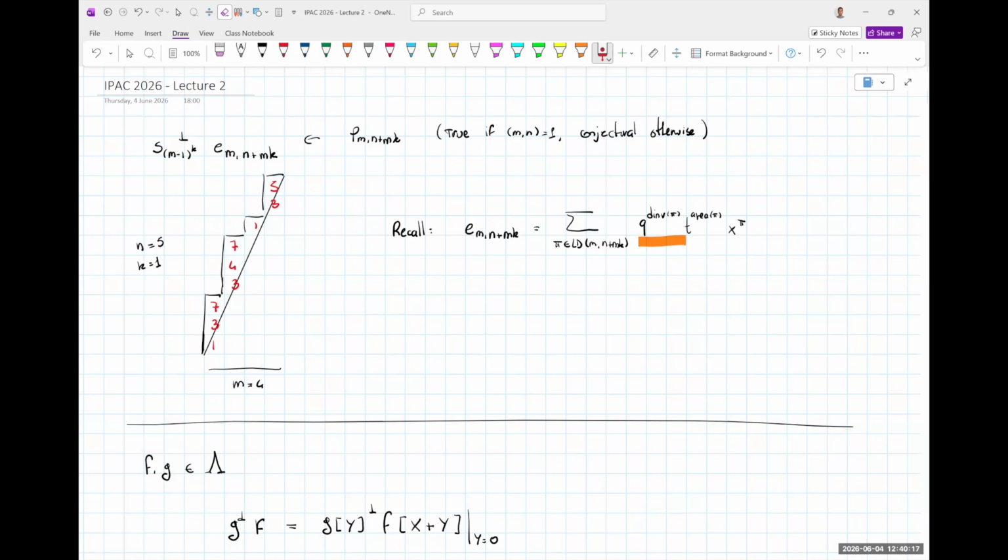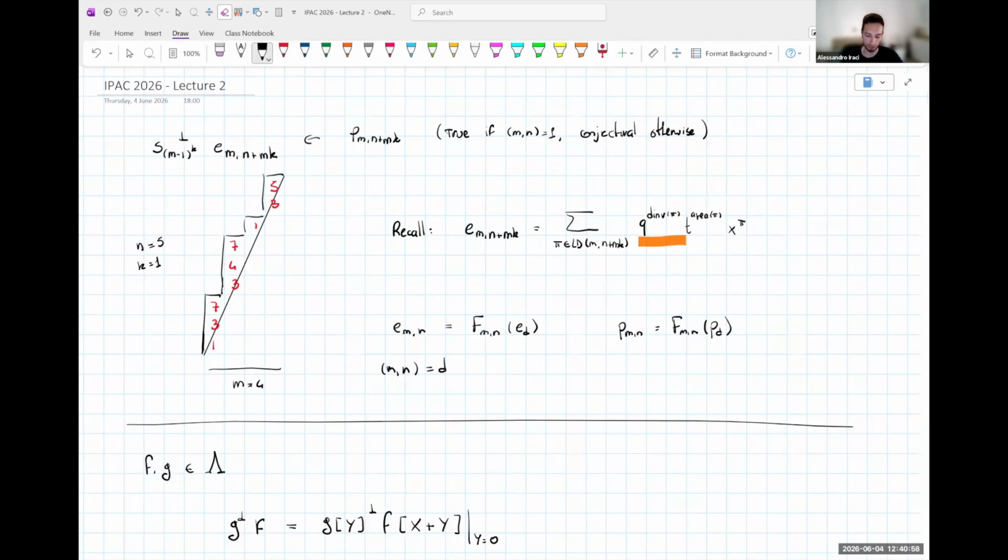Alessandro: And what is PMN? Okay, that's a good question. So the way I think of this is EMN, let's say the GCD of these two is D. I think of this as some operator in the elliptic algebra applied to ED. Again, I can go into details, but with this notation here, PMN is the same thing, but you start from PD.